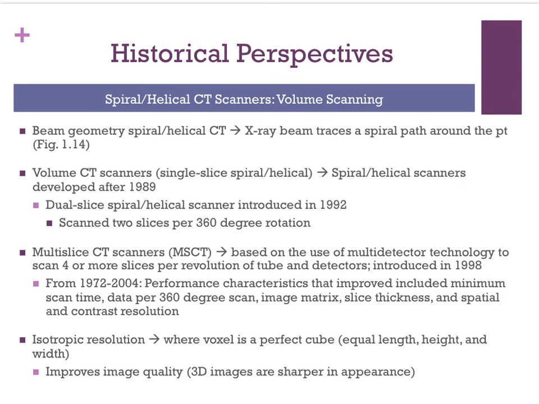So one of the main goals in the development of the CT scanner was to achieve isotropic resolution. This is where the voxel is a perfect cube, so equal length, equal height, and equal width. It improves the image quality by making the 3D images sharper in appearance and not exhibiting the stair-step artifacts that are seen in non-isotropic resolution 3D images.